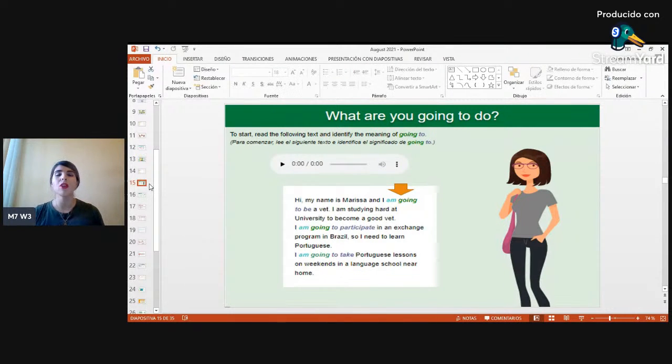Si se dan cuenta, ella tiene un plan, tiene un propósito, una meta, un objetivo. Entonces, en este sentido, ella tiene acciones que realizar para lograrlo, es por eso que estamos usando el going to.